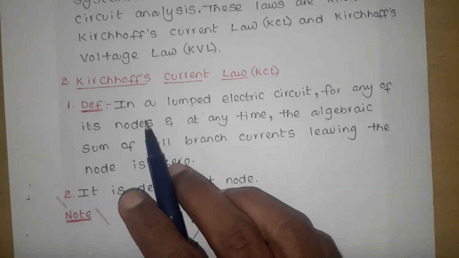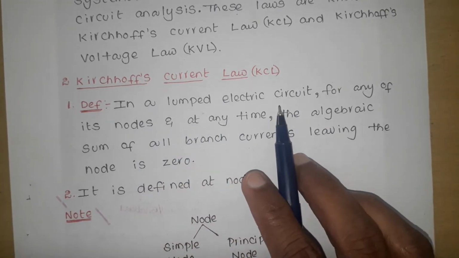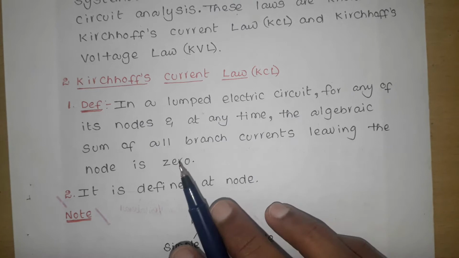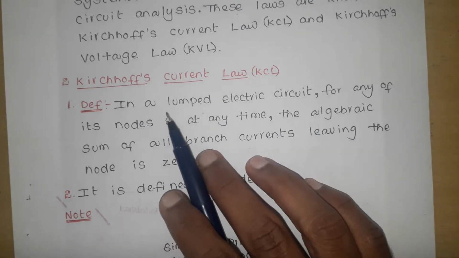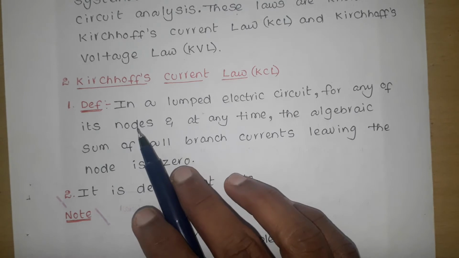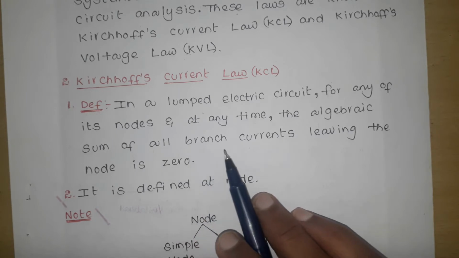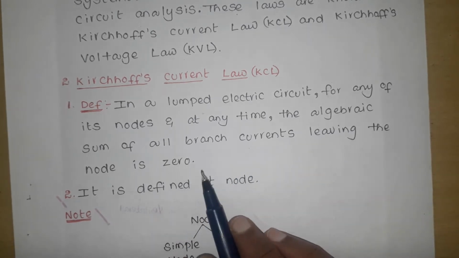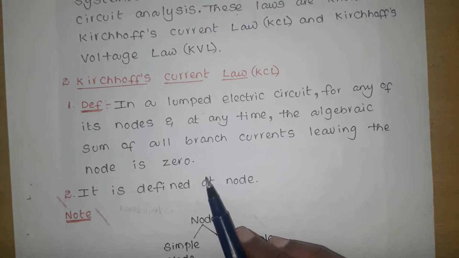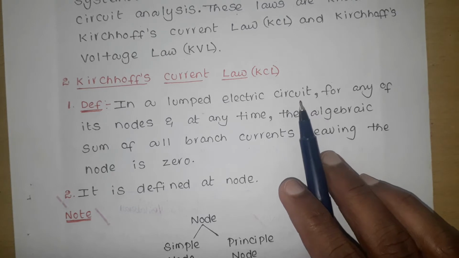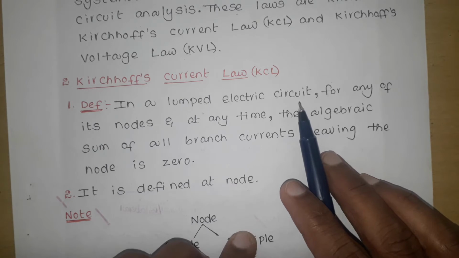The definition is: in a lumped electric circuit, so the electrical circuit should be lumped, for any of its nodes and at any time, the algebraic sum of all branch currents leaving the node is zero. So KCL and KVL are applied only for lumped circuits, not for distributed circuits. To analyze a distributed circuit, we have to apply electromagnetic field theory.